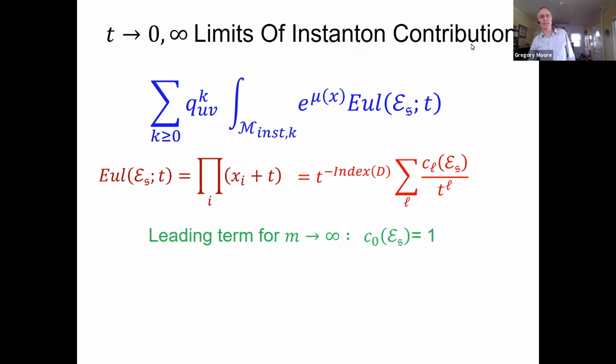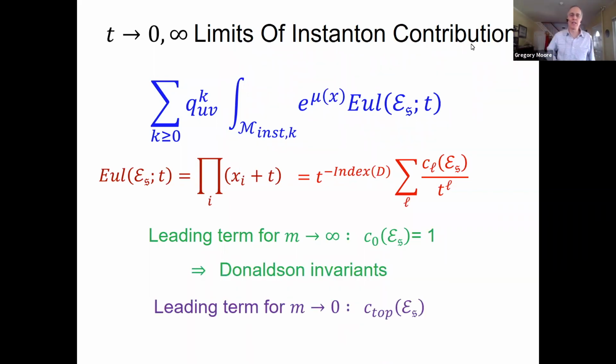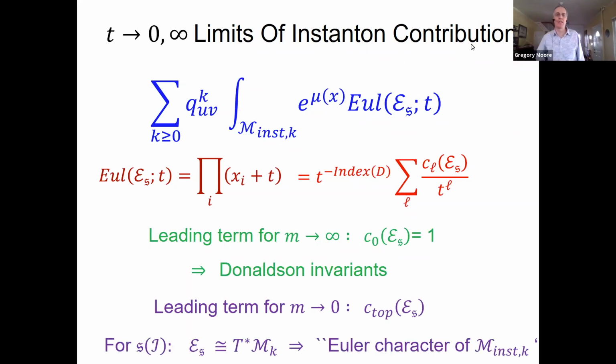So now it's nice to observe that if the mass goes to infinity, then clearly the leading term is the zeroth Chern class, which is just one. So if I replace the Euler class by one, well, I get e to the mu of x, and lo and behold, that's the definition of the Donaldson invariants, a la Donaldson. So on the other hand, if I take m to zero, then I get the top Chern class. And if I take the spin-c structure determined by an almost complex structure, then this bundle E is the cotangent bundle of moduli space. So if I take m to zero, I should get something like the Euler character of the instanton moduli space.